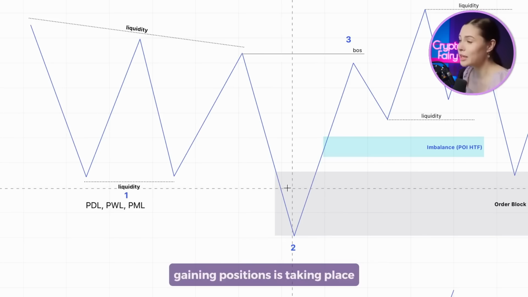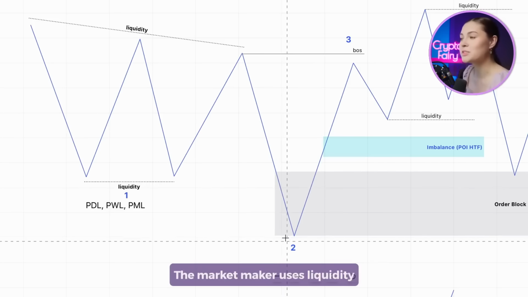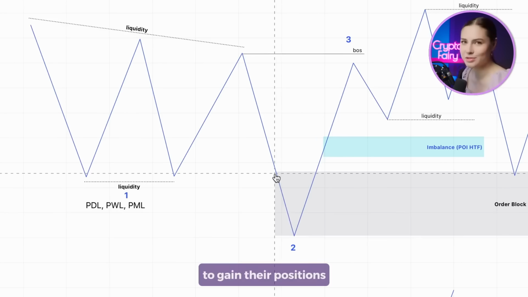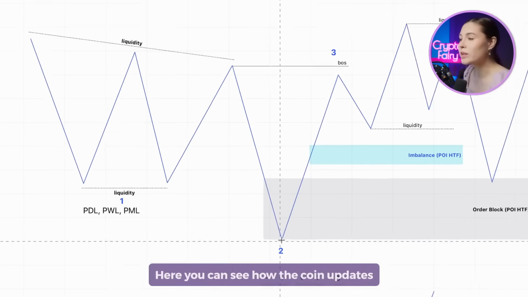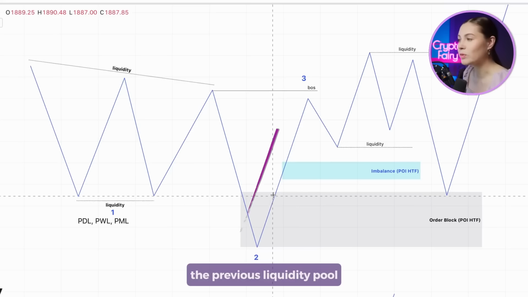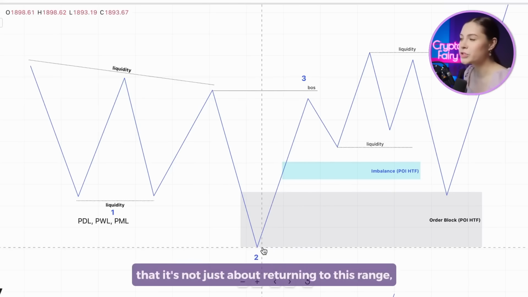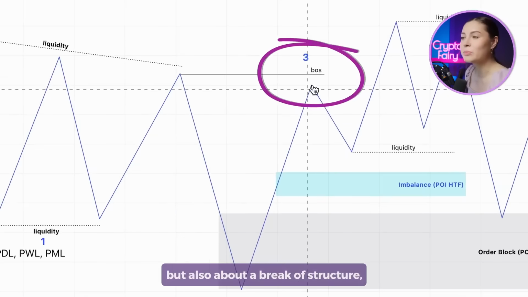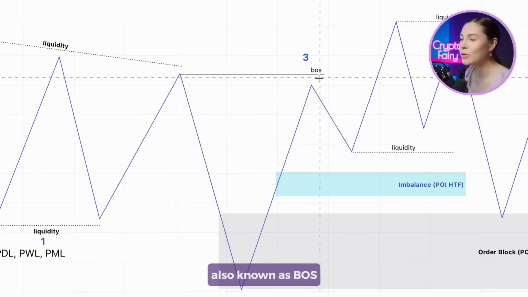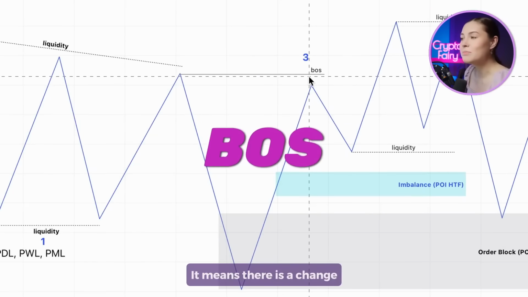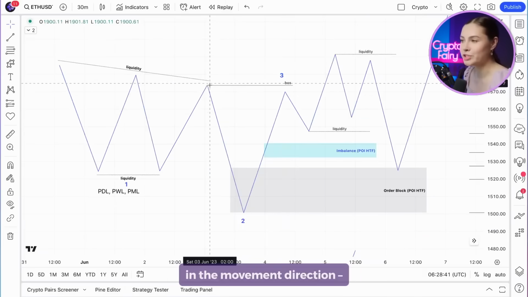Gaining positions is taking place. The market maker uses liquidity to gain their positions. Here you can see how the coin updates the previous liquidity pool and returns to the range. It is important that it is not just about returning to the range, but also about a break of structure, also known as BOS. It means there is a change in the movement direction.